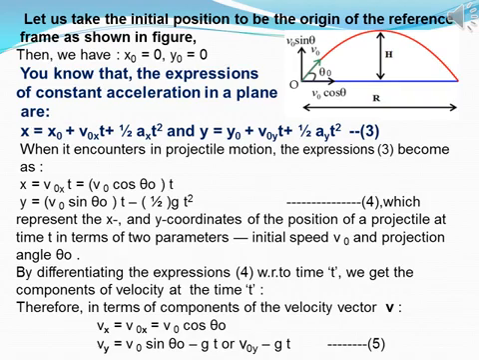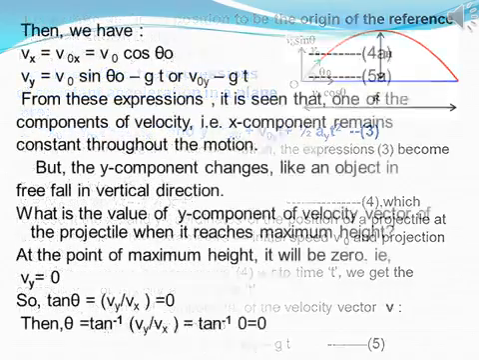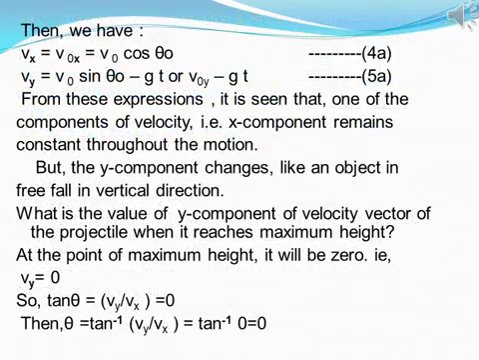By differentiating the expressions with respect to the time t, we get the components of the velocity vector at the same time t. Therefore, in terms of components of the velocity vector v, vx is equal to v0x, which is equal to v0 cos theta 0, and vy is equal to v0 sin theta 0 minus gt, or v0y minus gt. These are the expressions 5. Here vx is equal to v0 cos theta 0, which is the expression 4a, and vy is equal to v0 sin theta 0 minus gt, which is the expression 5a.